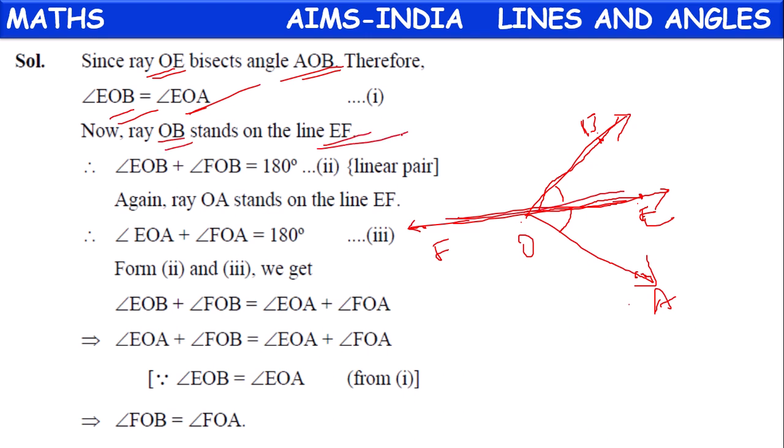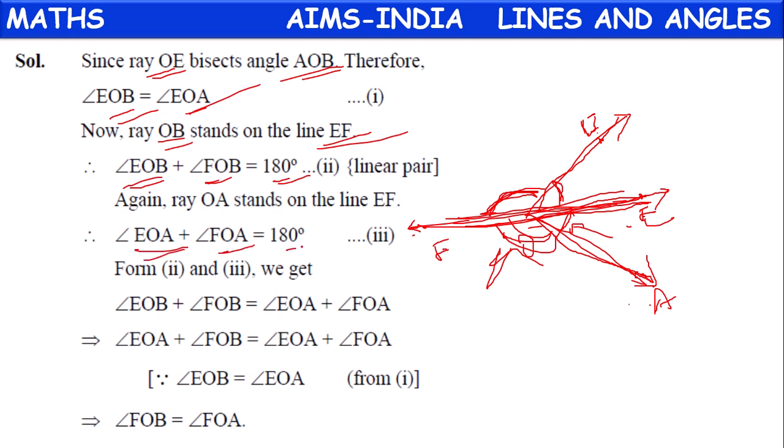Now OB stands on line FE, so these two angles form a linear pair. So EOB plus FOB equals 180 degrees, a linear pair. And OA stands on FE, so these two angles also form a linear pair. So EOA plus FOA is a linear pair, 180 degrees.